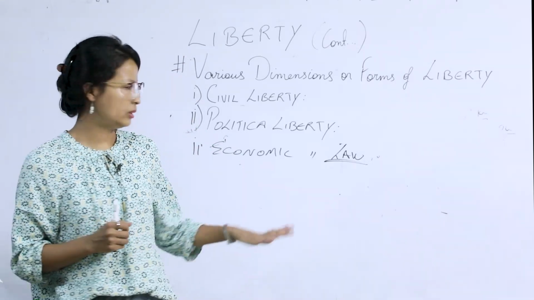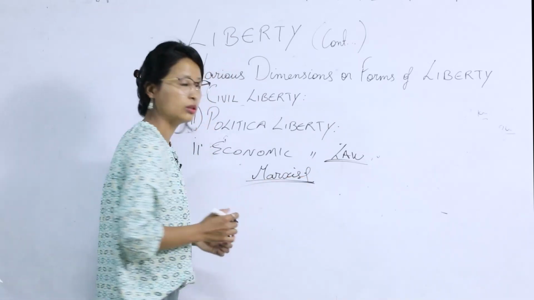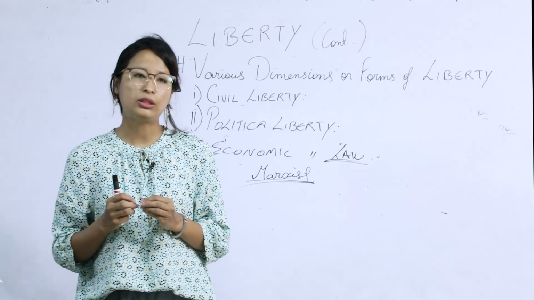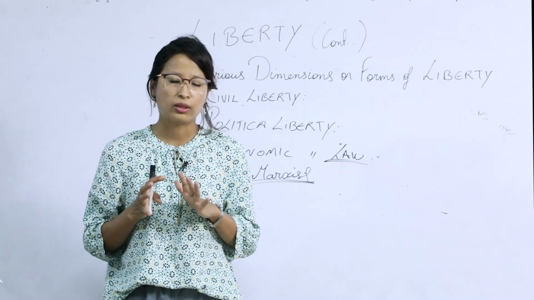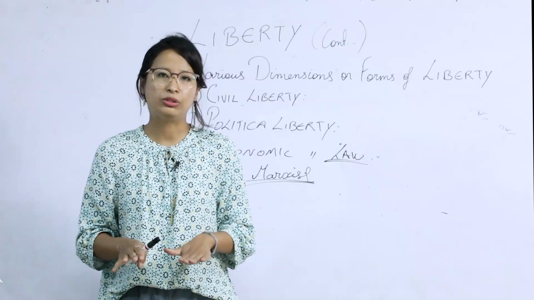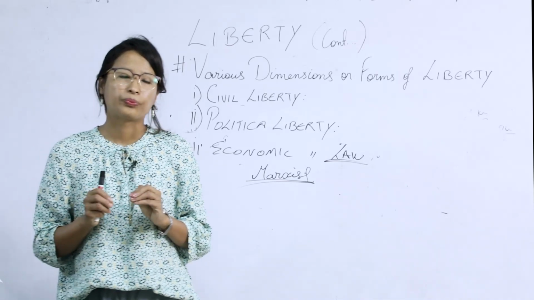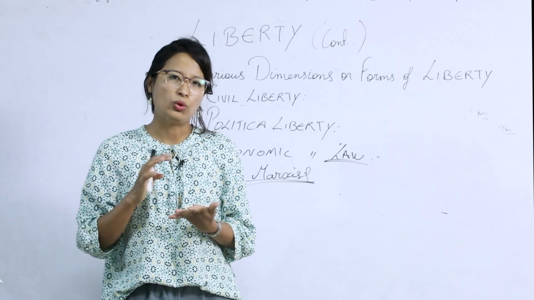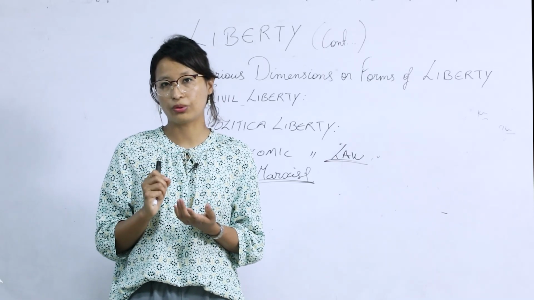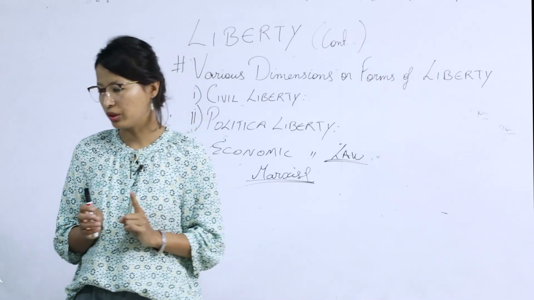Now here, under economic freedom, we have the concept of the Marxists. The Marxists say that the state should come up to protect against the miseries. Since it is a welfare state, it should lower the misery of the masses. It is the role of the state to lower the problems that the masses have been facing, but they did not talk about the activities of the capitalists. That is one of their drawbacks.